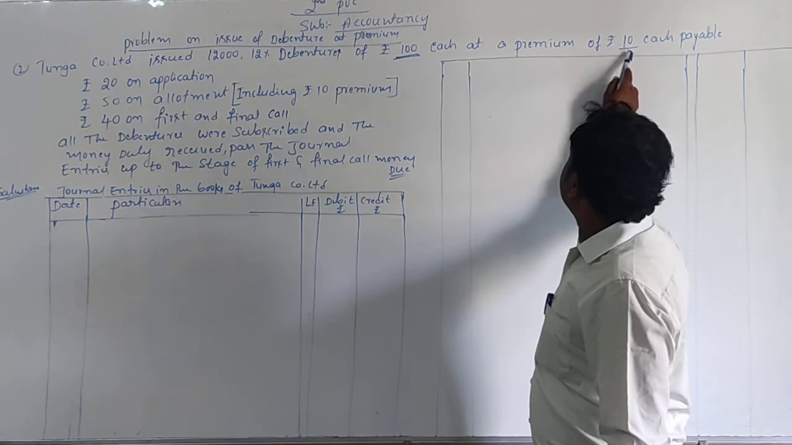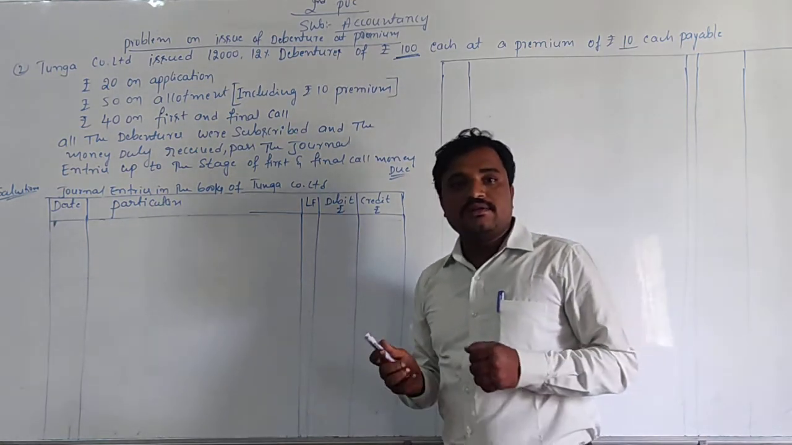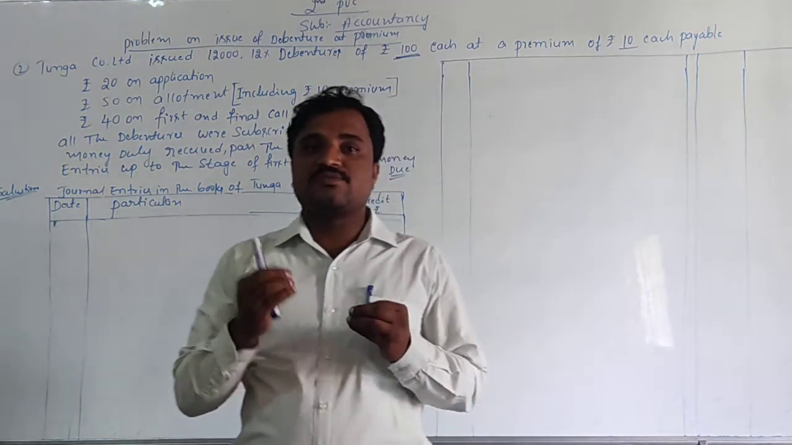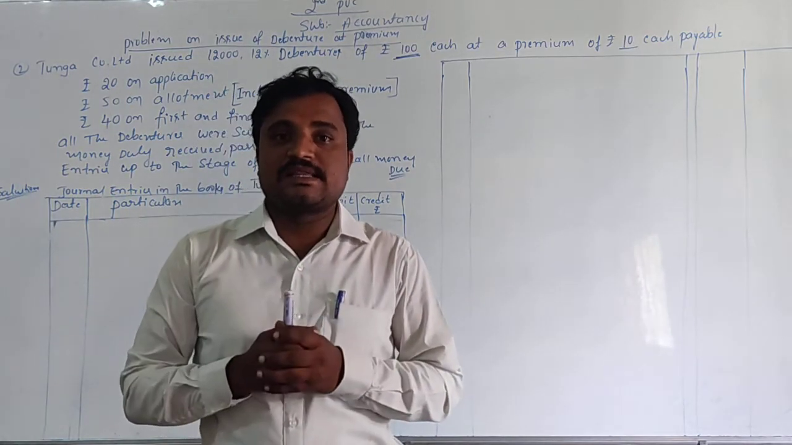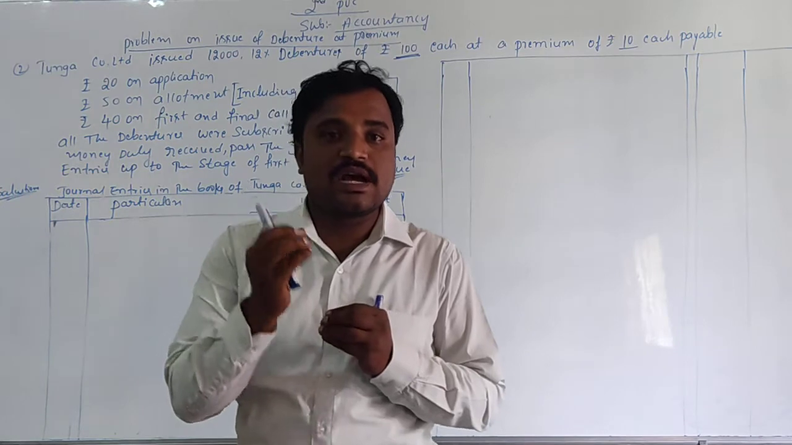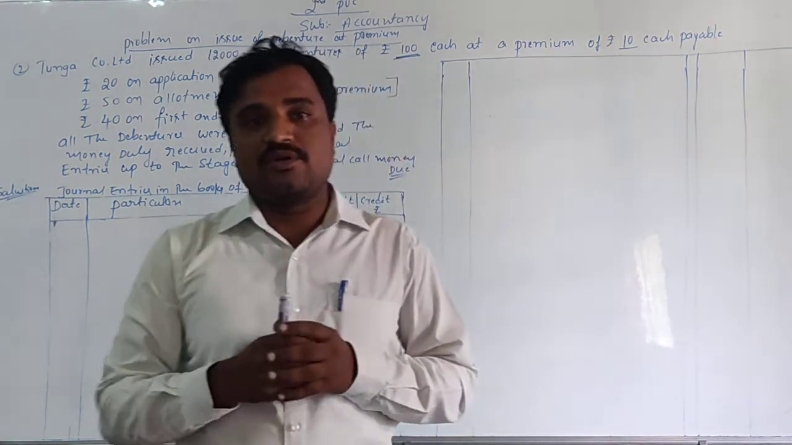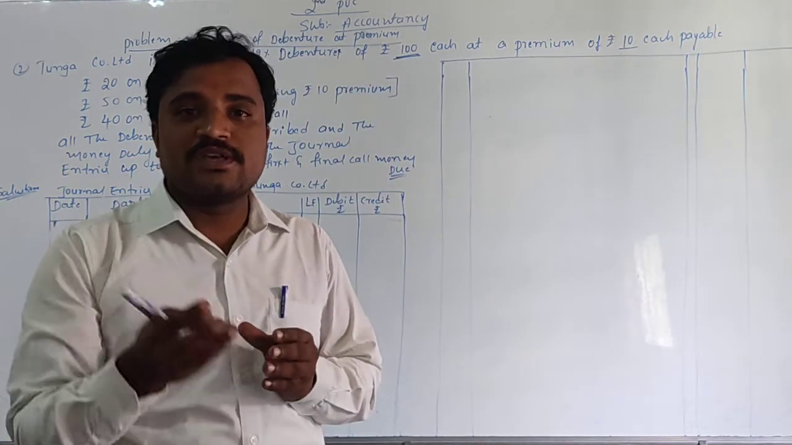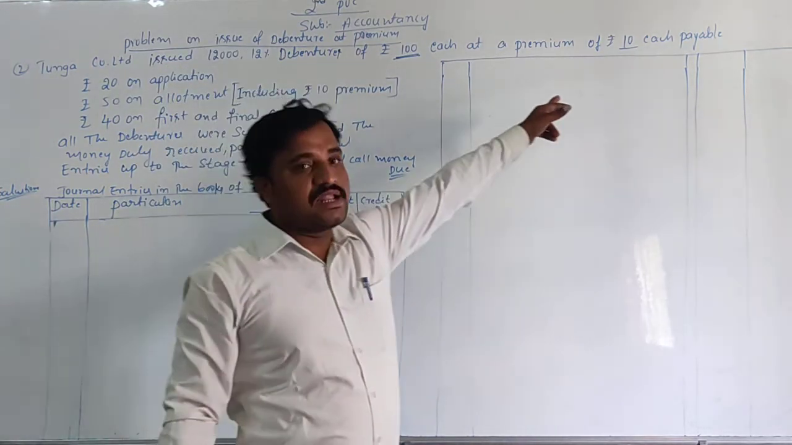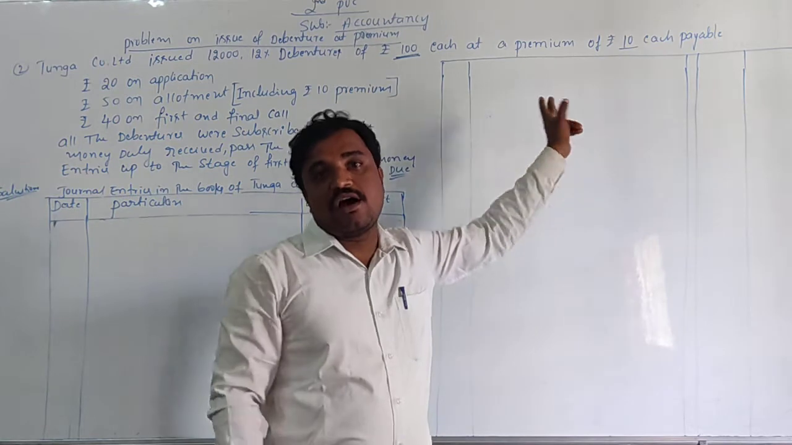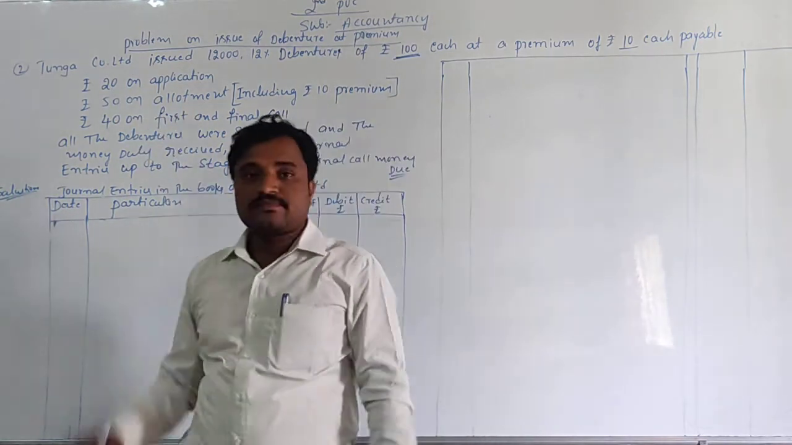At a premium of rupees 10. When the demand is more for the debentures, the company will decide to collect an extra amount, that is more than the face value, that is called premium. So here the company collects 10 rupees extra on allotment stage only.